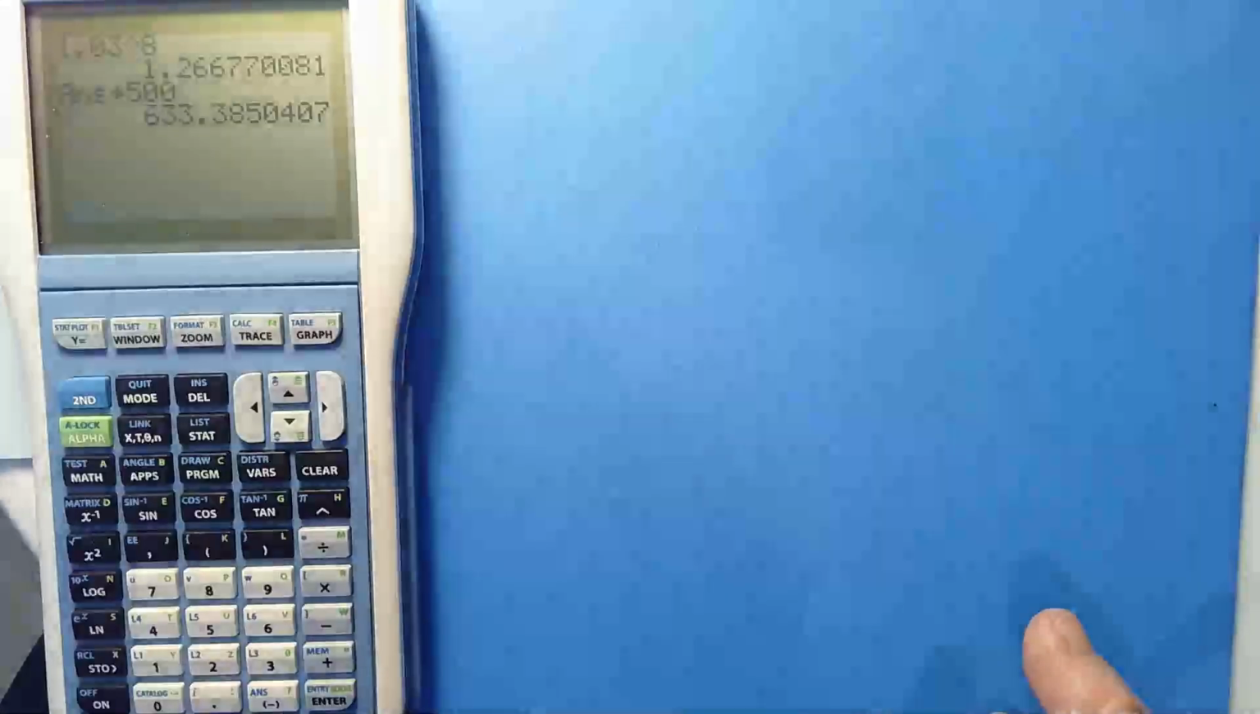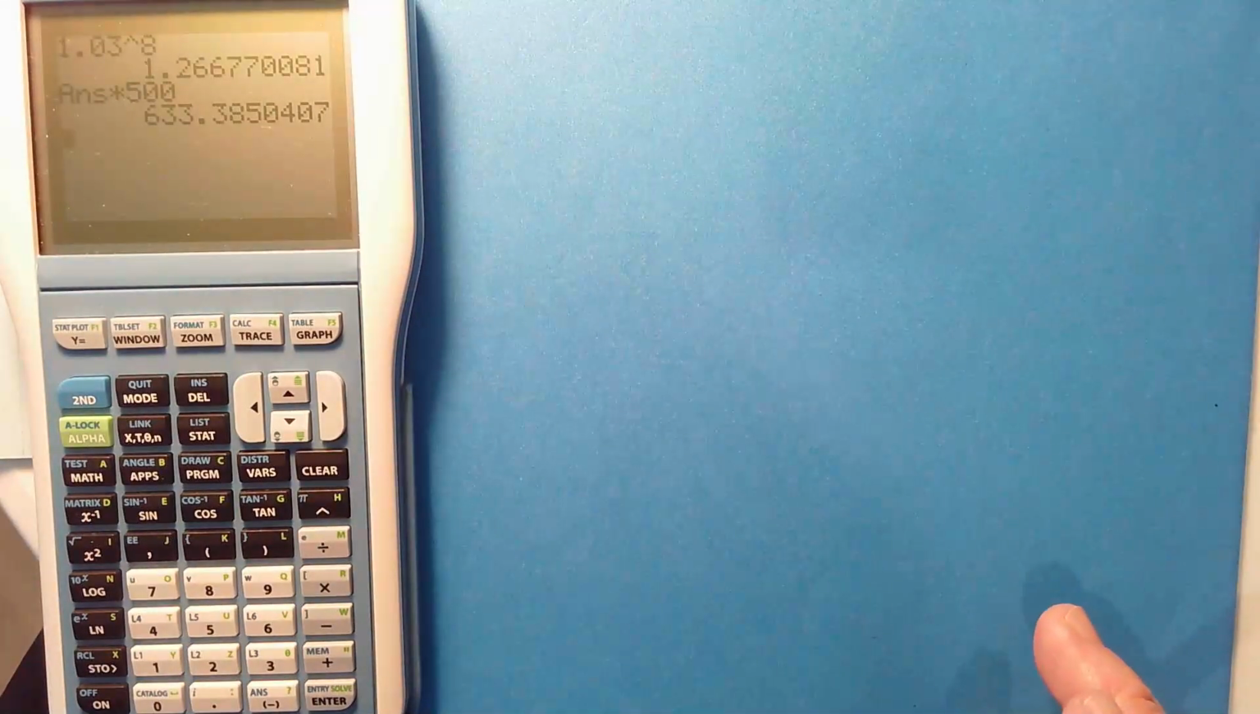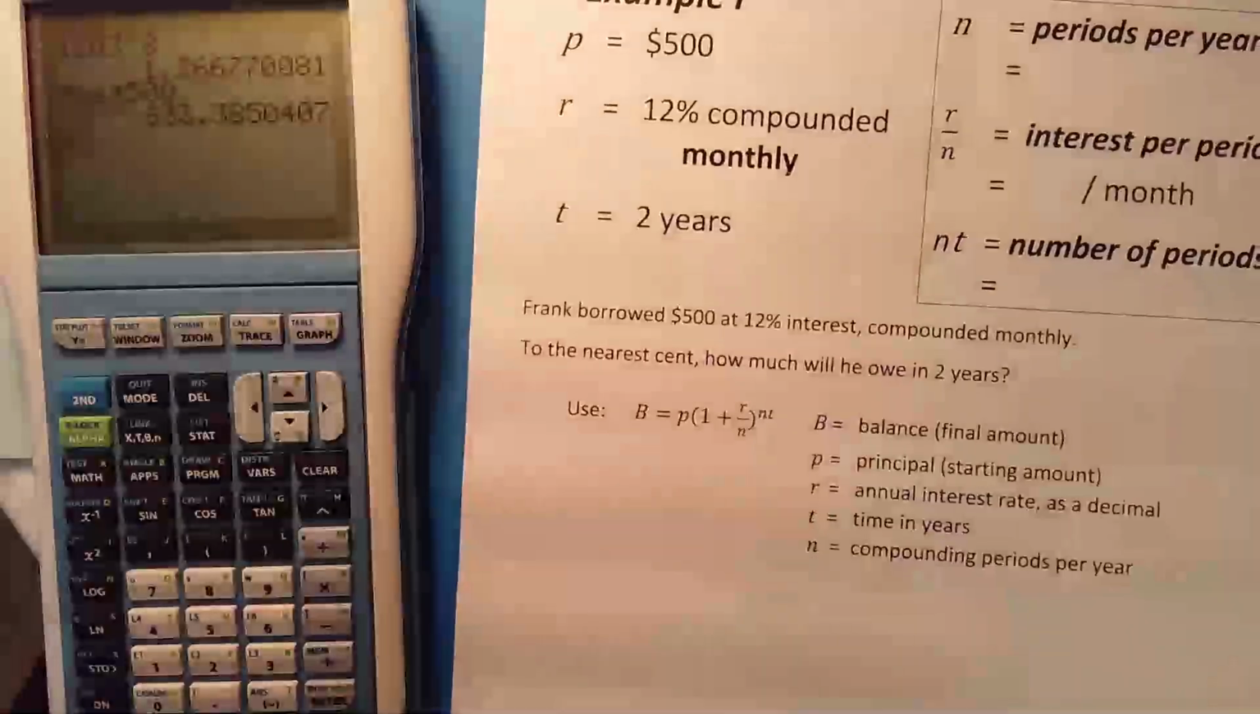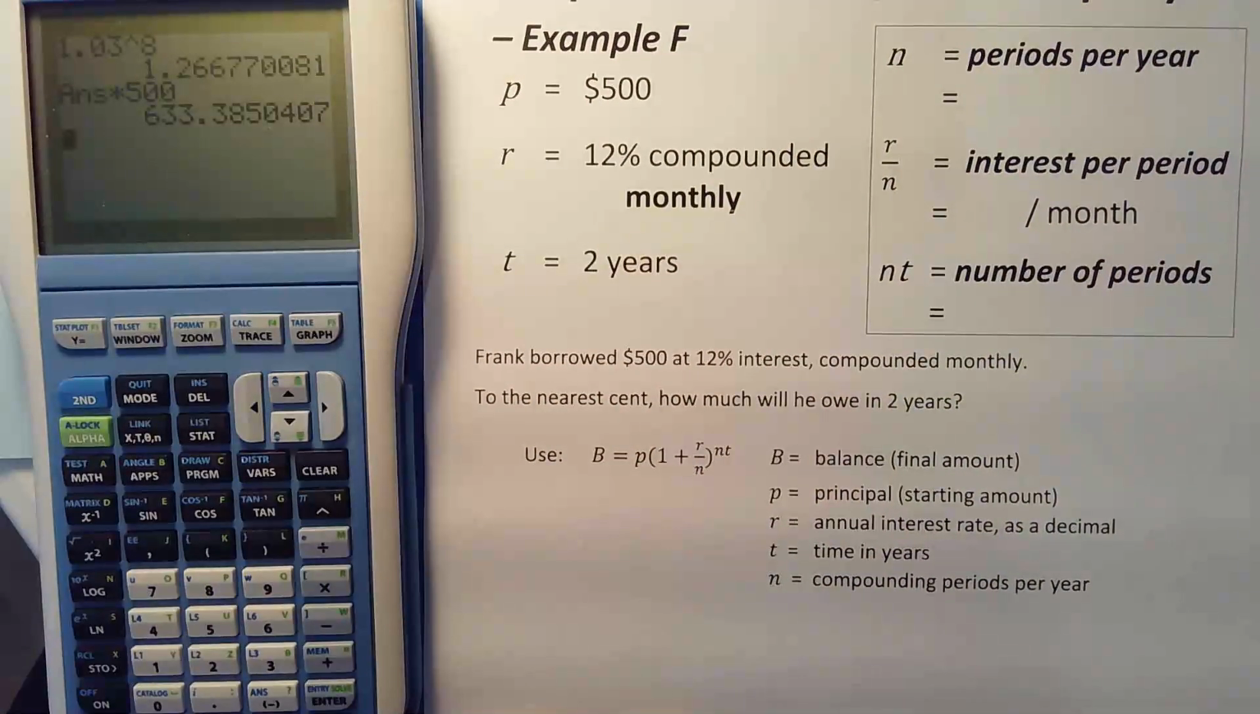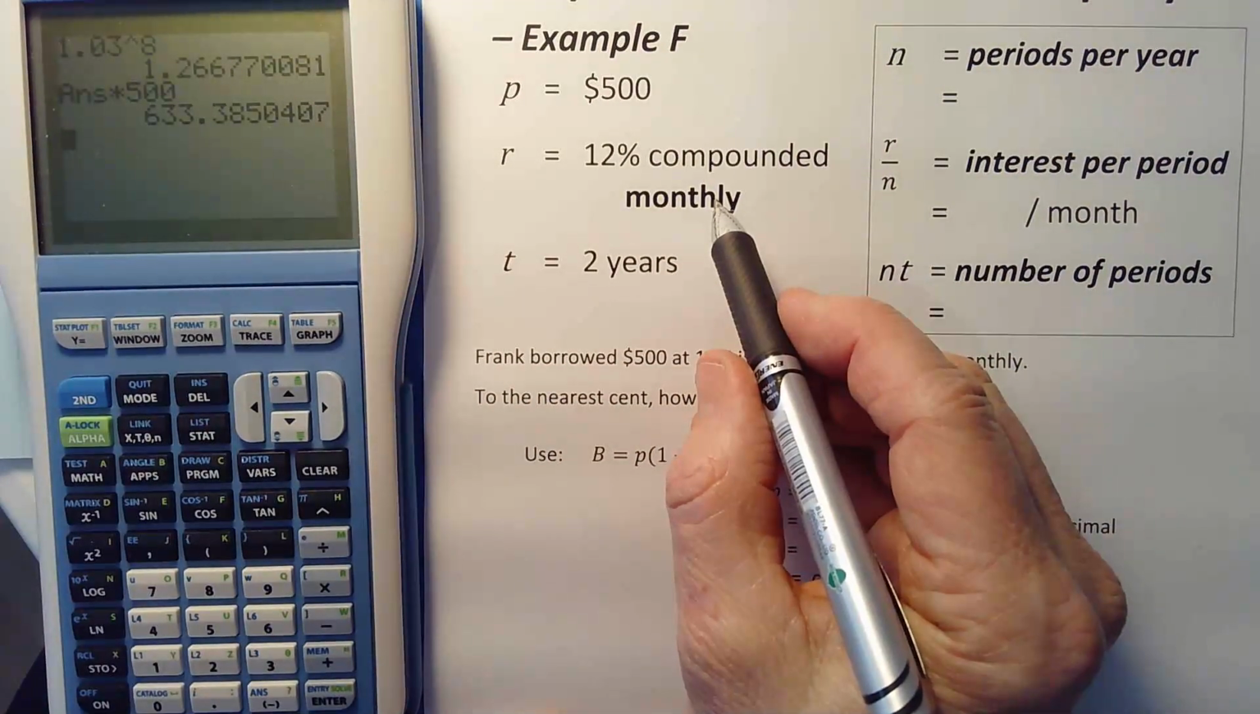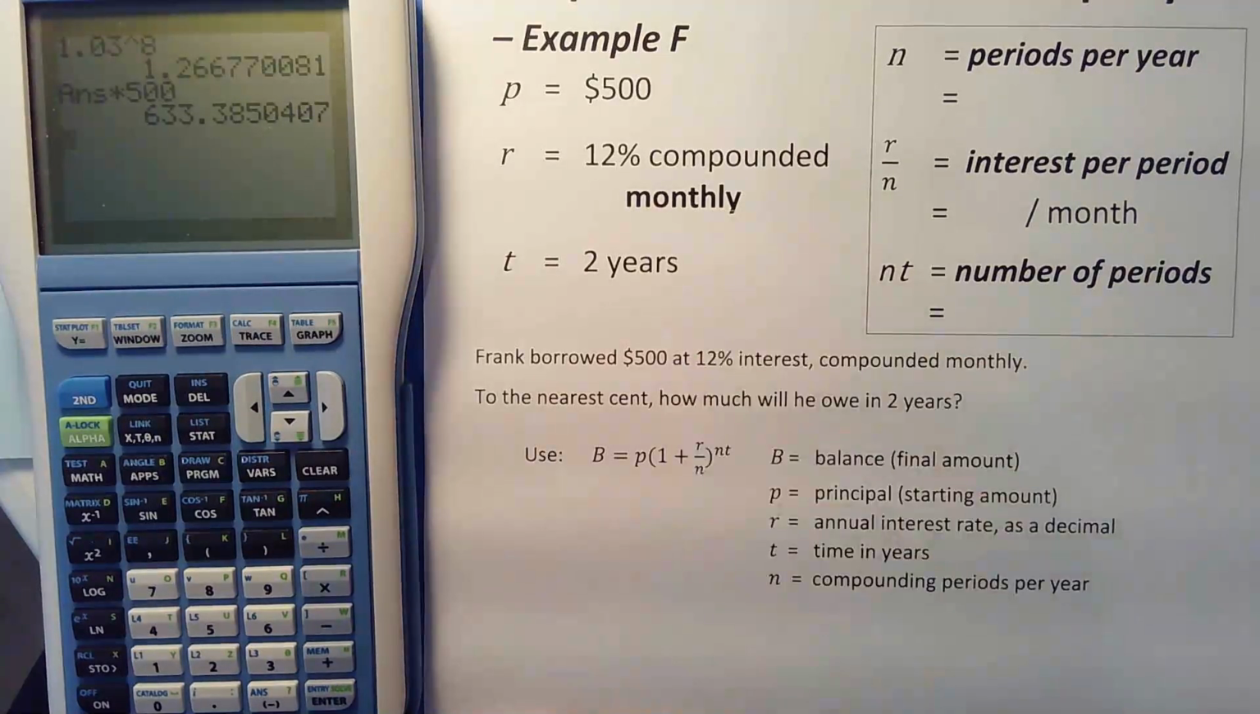Now, what I'd like you to do is try example F, just like we did, except now compound it monthly. All right, so give that one a try. So do the same thing you did, but rather than compounding quarterly, compound this one monthly. All right, let's take a break and then come back with the answer.